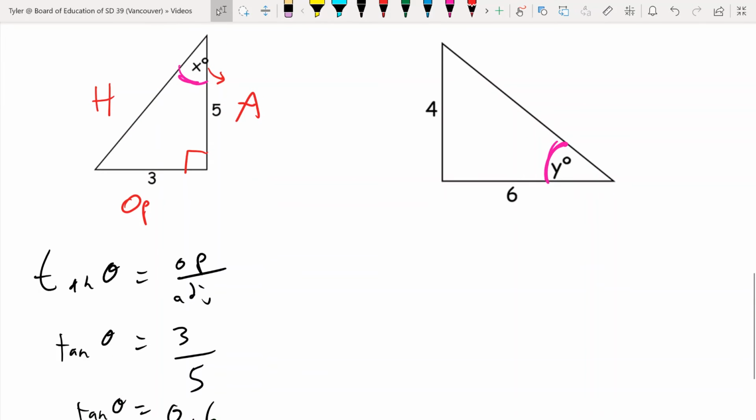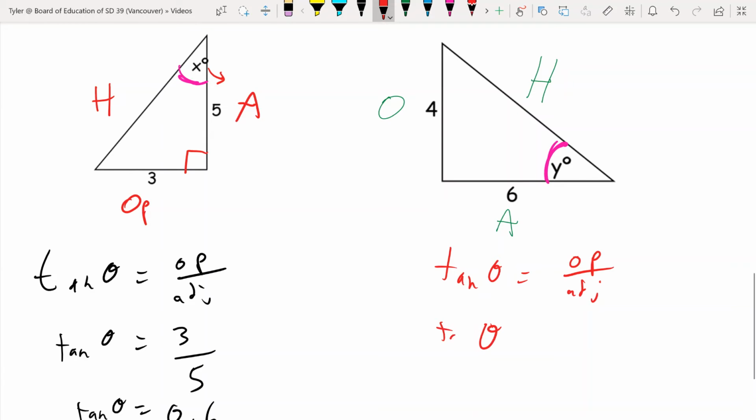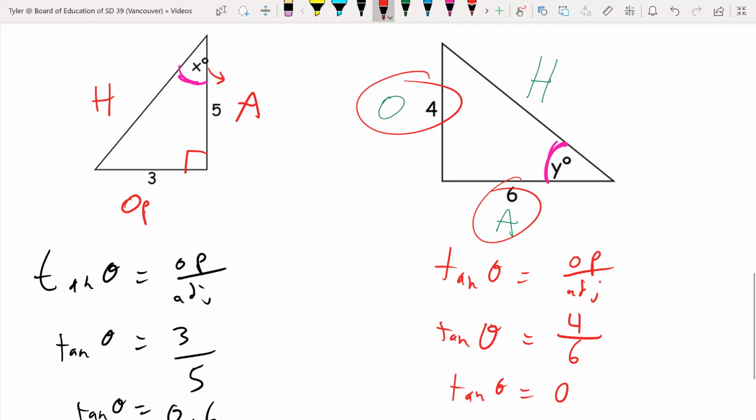Let's do the second one. It's going to be the same thing. Let's label our sides first. This is the hypotenuse, obviously. The opposite is all the way over here, and the adjacent is here beside it. So let's write in our numbers. We're going to do tan theta equals opposite over adjacent, same as every time. Then we fill in our numbers. Opposite was 4 because it was over here. Adjacent is 6. So tan theta equals 0.666.